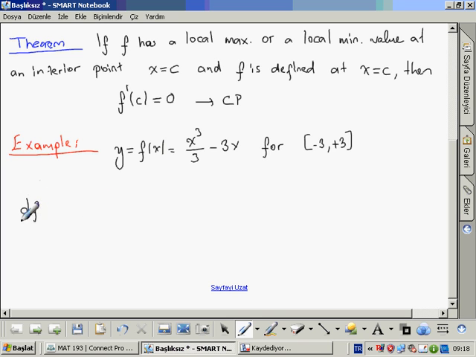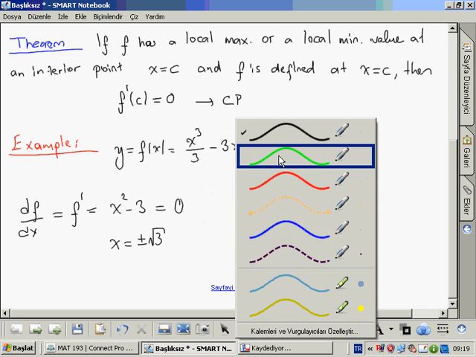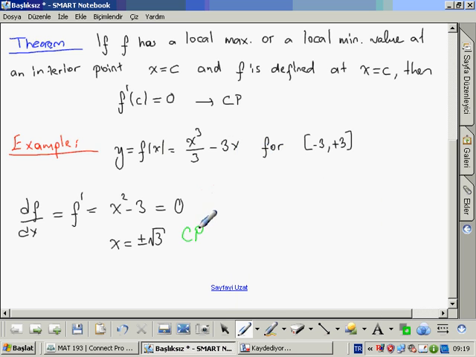So del f over del x, which is f prime of course, equals x squared minus 3, and f prime equals 0. We know that x equals minus and plus square root of 3. Okay, these are the critical points.